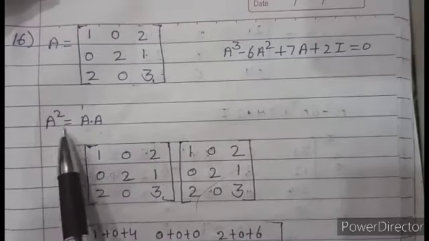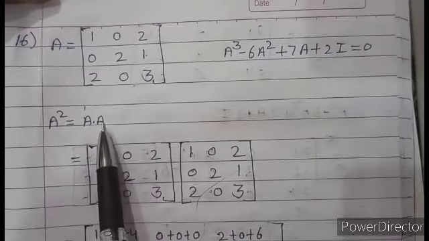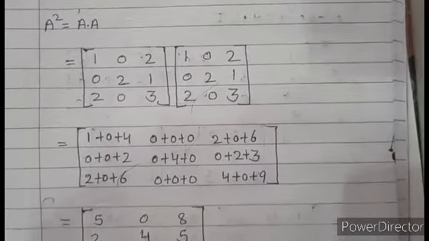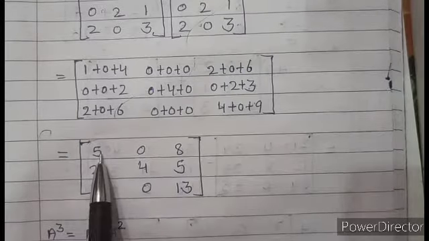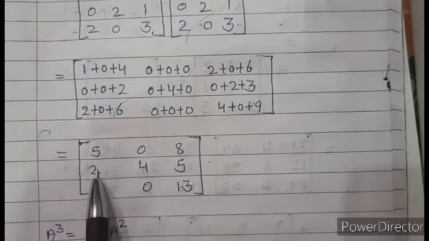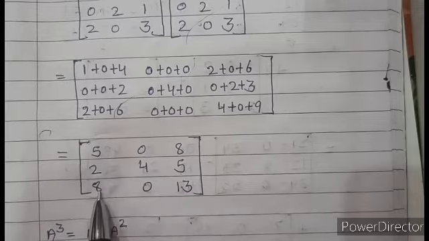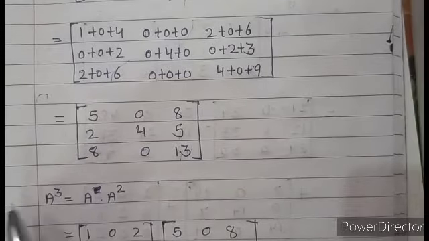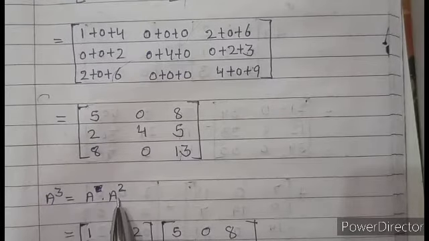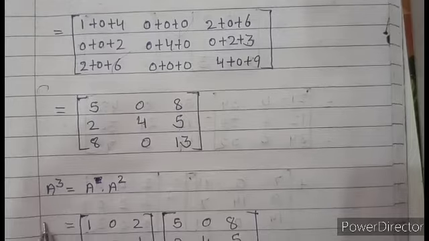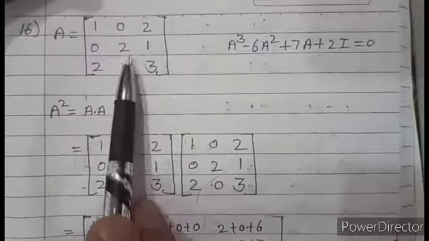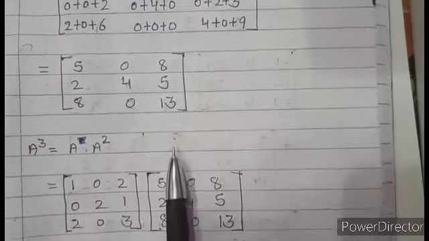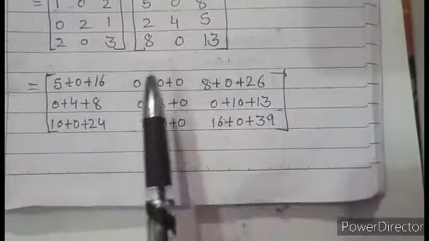Now A square will be matrix A into matrix A, and after multiplying matrix A with matrix A we are getting A square as: first row 5 0 8, second row 2 4 5, and third row 8 0 13. Now after that, in order to find A cube, we will multiply A with A square. Matrix A is already given to us, and A square we have just obtained. We will multiply these two matrices to get the matrix A cube.